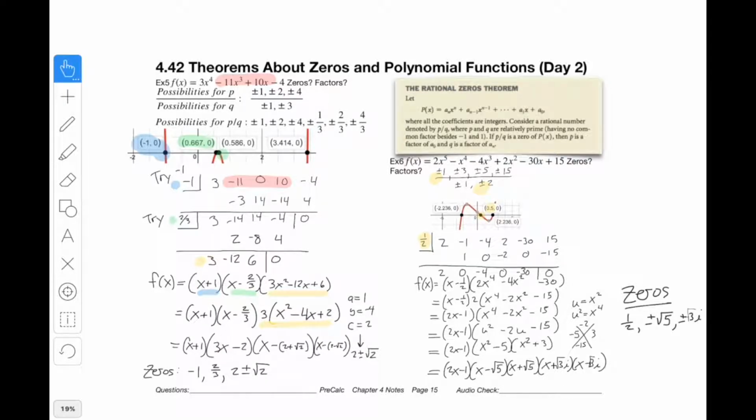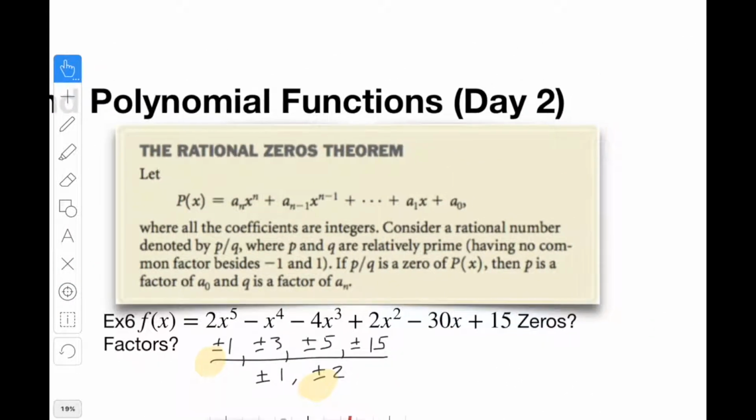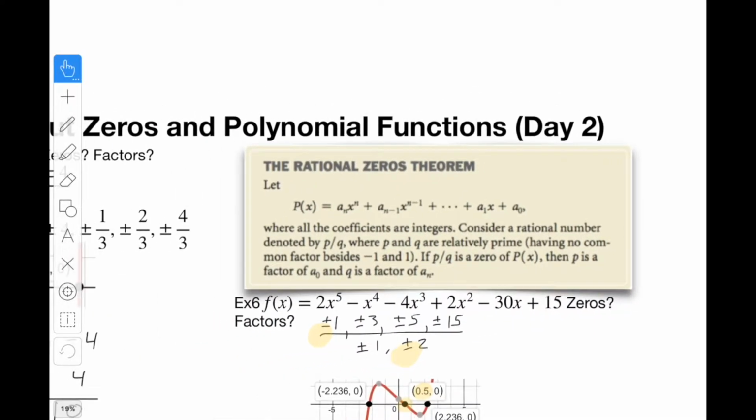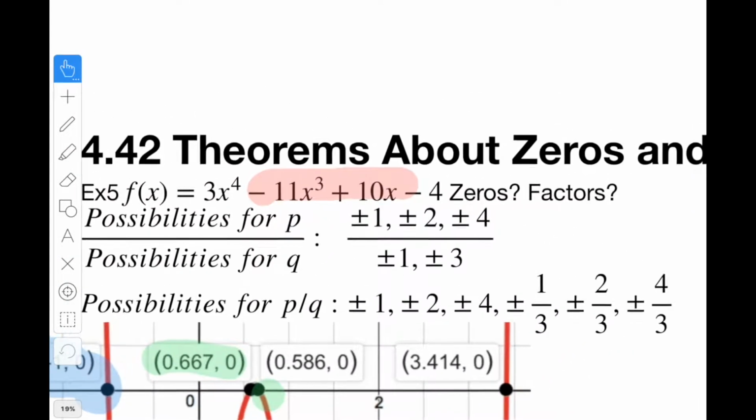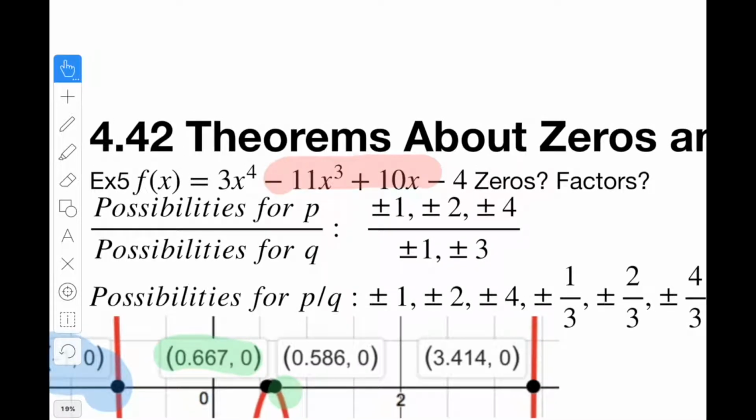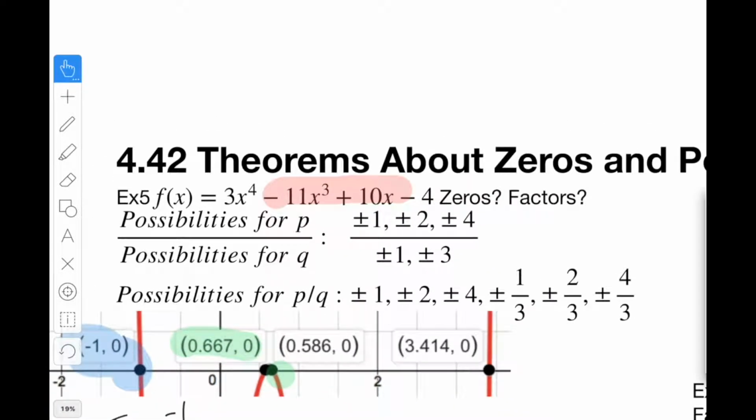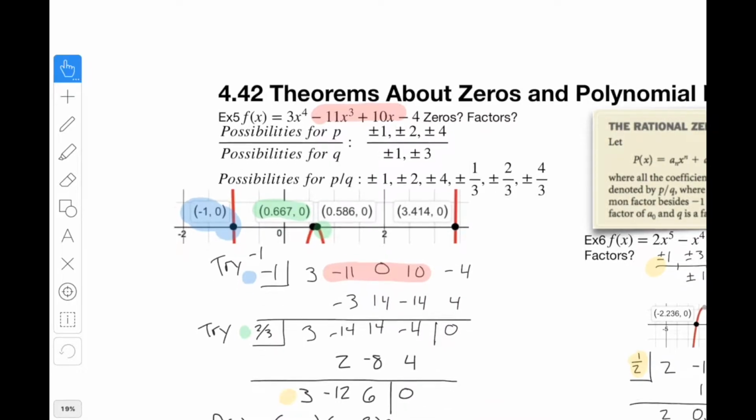Here we go. This is section 4.4, day 2. More theorems about zeros and polynomial functions. So this is the rational zeros theorem. Basically, we're going to take a polynomial function that has integer coefficients, like all of these a's are integers. And then you're going to be able to say that you've got only a limited number of possibilities for what the zeros could be, for what the rational zeros could be.